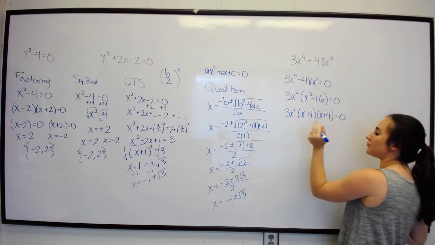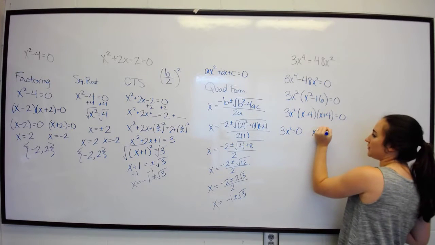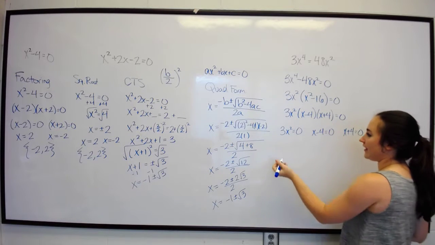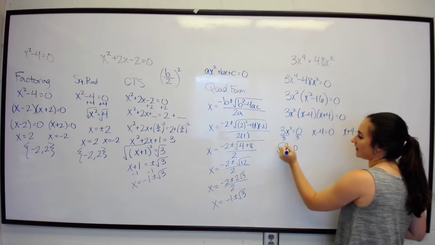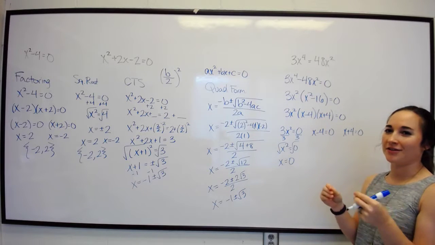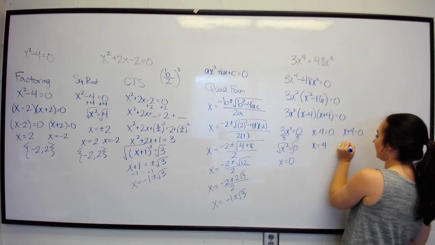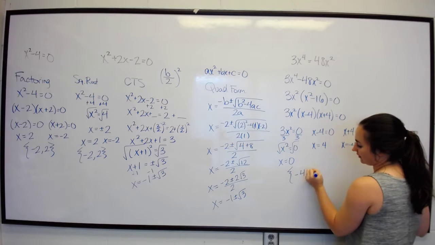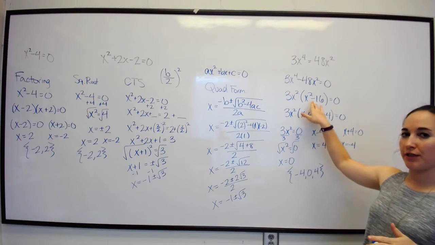And now we're going to set each one equal to 0. So we have 3x squared equals 0, x minus 4 equals 0, and x plus 4 equals 0. Here, we can divide by 3, get x squared equals 0. We take the square root, we get that x equals 0. You don't have to do the plus or minus because 0 is just 0. Here we get x equals 4, and here we get x equals negative 4. So our solutions would be negative 4, 0, and 4. And you could also have used the square root method here.